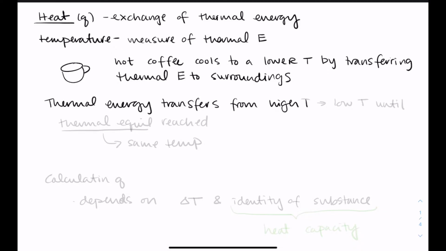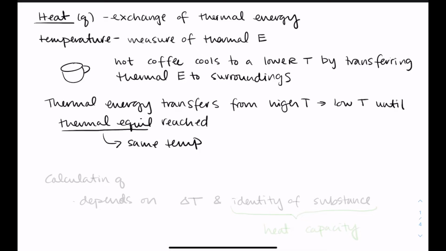Thermal energy always transfers from a high temperature to a low temperature. If you put a hot cup of coffee out on the counter, you would not expect the surroundings to get colder while the coffee gets hotter. The natural flow of thermal energy is from high temperature to low temperature, and this will happen until you reach thermal equilibrium. Things are in thermal equilibrium with each other when they're at the same temperature. So the temperature that you end up at will be somewhere in the middle, and that is the point of thermal equilibrium.